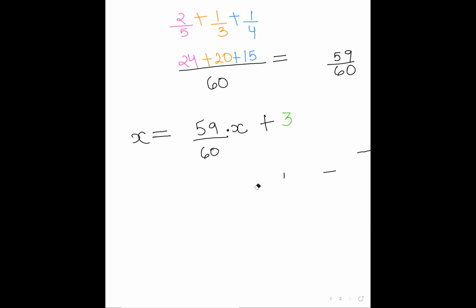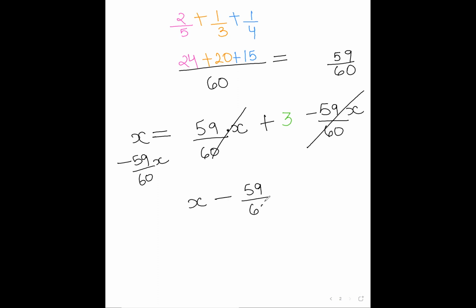So now you just send this to the other side, or you can say that we subtract 59 by 60 times x from both sides. You can say that also, your wish. So on the right hand side it gets cancelled. So our equation now becomes x minus 59 by 60x is equal to 3.